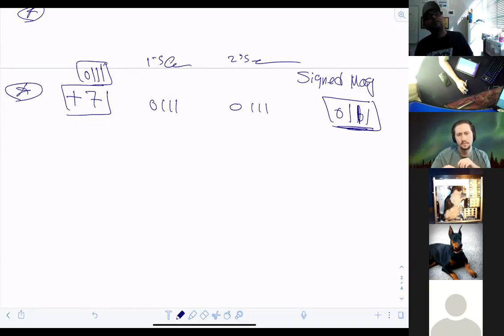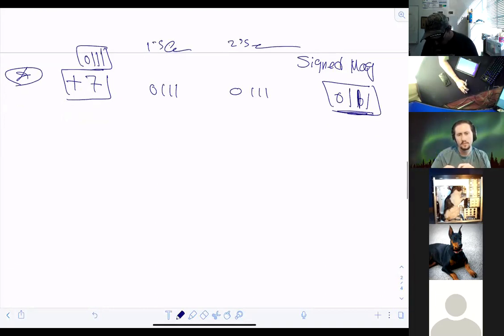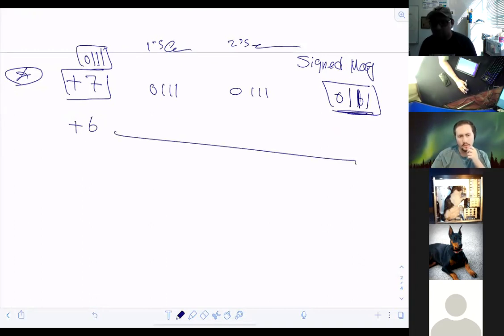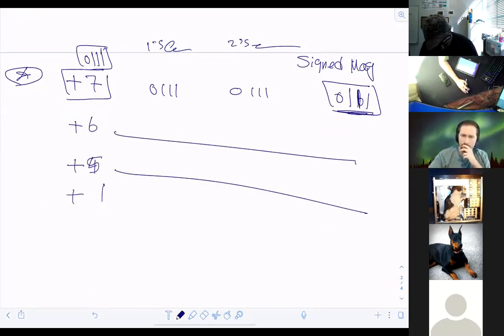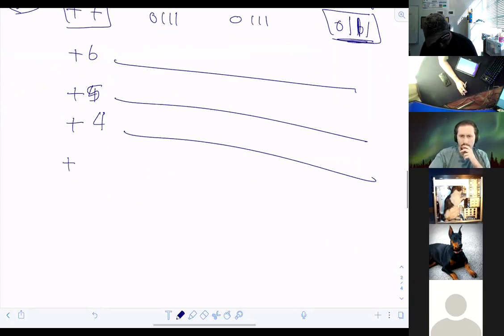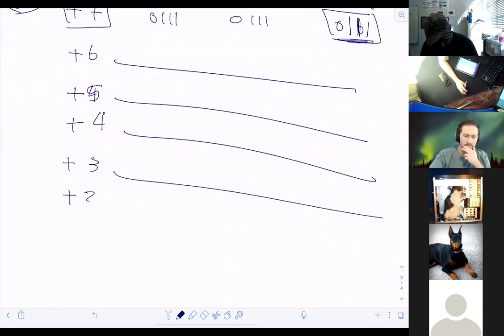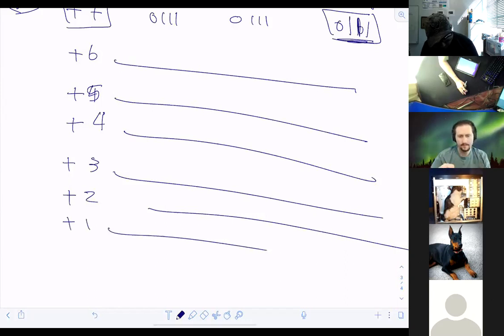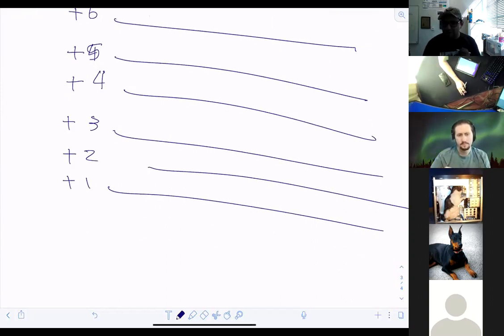If I look at the number, yeah, it should be. Anyway, I will check for you. But let's go to positive 6. It will be the same, right? Positive 5, same. Positive 4, same. Positive 3, same. Positive 2, same. Positive 1, same. Now we are coming to our lovely part.